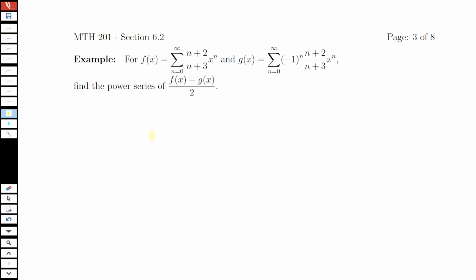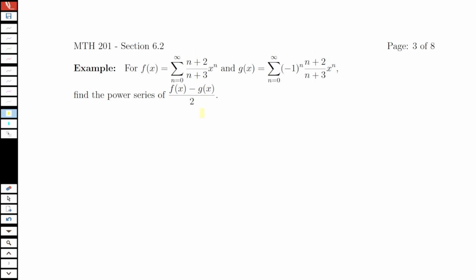Let's look at another one where we're adding, in this case, subtracting series. In this one, I think things can get complicated in a way that's hard to see at the beginning. So find a power series for f of x minus g of x, over 2. What gets weird with this one is that when I subtract, some of the terms are going to cancel out, but not all of them.